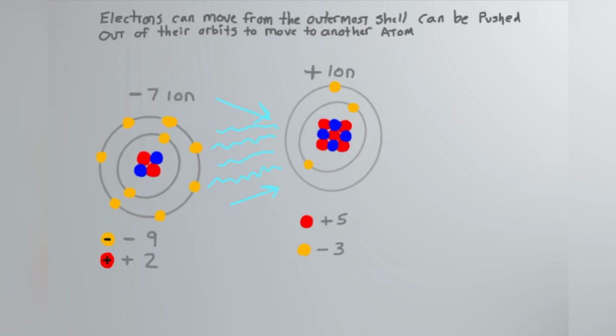So the ion on the left will transfer electrons to the ion on the right till the number of electrons match the number of the protons. And this creates a current, which is what electricity is. So that is how electricity is formed.